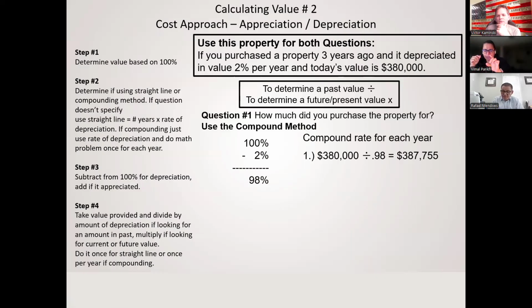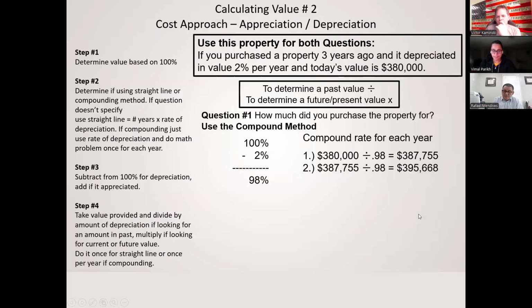There are two things I need to remember. This is decreasing. That's why we are dividing. We're dividing because we're trying to figure out a value in the past. See, you divide to figure out a past value. You multiply to figure out a present or future value.